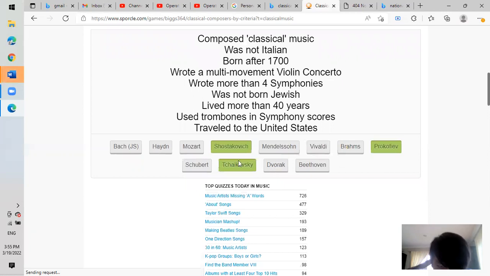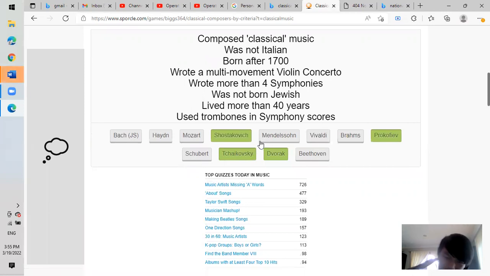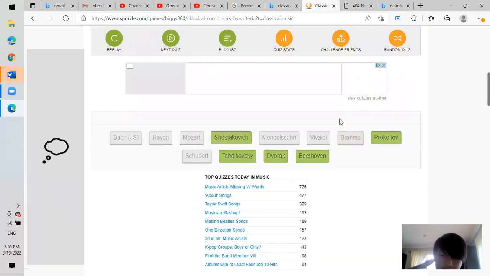Tchaikovsky. Then, who else? Oh yeah, Dvorak. Tchaikovsky. Wait a minute, Tchaikovsky did go to the United States. So that is what I just heard. Never heard of that. Okay. Used trombones, that was Beethoven. Classical music lived more than 40 years. It has to be Brahms. It's not Brahms. Wait.